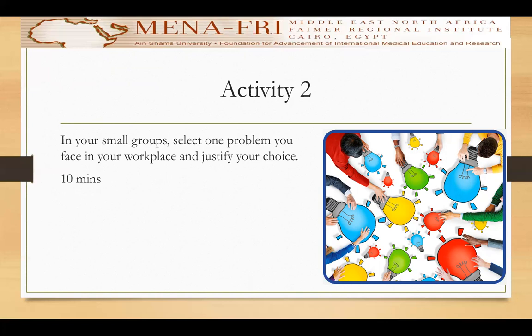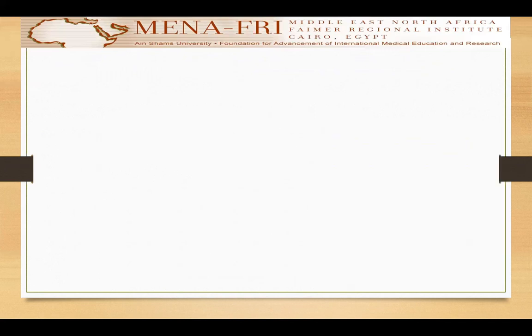When you are done with that, select a problem that you face in your workplace and justify your choice. Take a look around you. Think of the things that you do every day when you go to work. Think of the actual problems that exist. Do not think of what you want to do. Rather, think of the problems, the inherent problems that are present in your workplace. And you can take 10 minutes to do that. Select one problem and make sure that you know which problem has the priority for you.